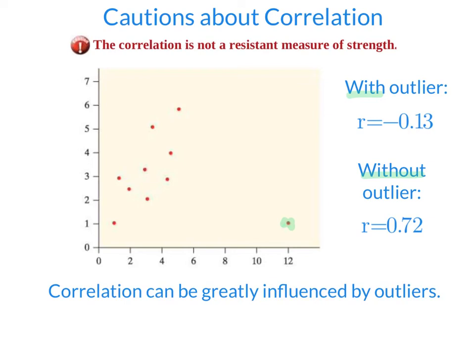And our fourth caution is that correlation is not a resistant measure of strength. Take a look at this example here. We've got a pretty loose cluster, we'll call it a cluster, of points over here. We've got an outlier. So if I found the correlation coefficient, or R, I would get negative 0.13 with this outlier. But if I removed this outlier, my R value becomes 0.72. So that would tell me that correlation can be greatly influenced by outliers.